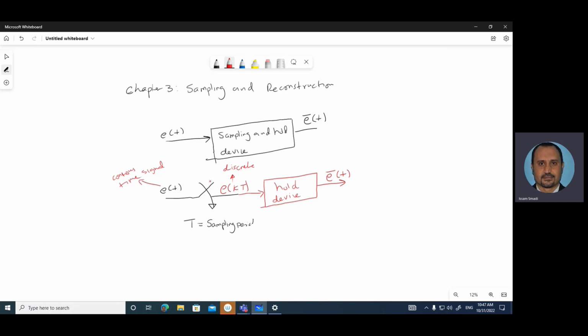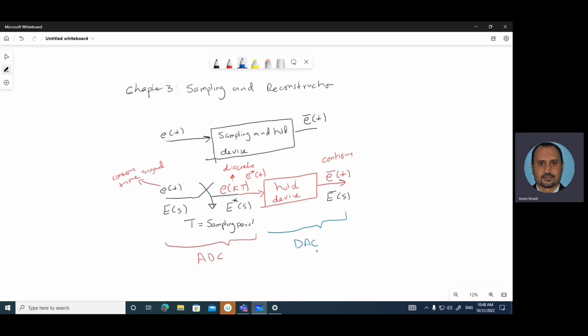Now, the same thing here, if I'm using Laplace, this will be E of S, this will be E star of S, and this will be E dash of S. Sometimes here we call the star signal. So here I'm having what? Continuous, discrete, hold device, and the hold device will convert the signal to what? Continuous. Now this one, physically, is the analog to digital converter. The sampler is the ideal representation for the analog to digital converter. And this one here, the hold device, is a representation for the DAC, the digital to analog converter.